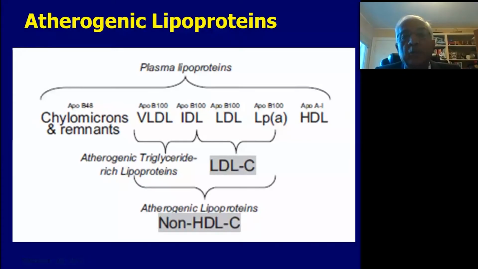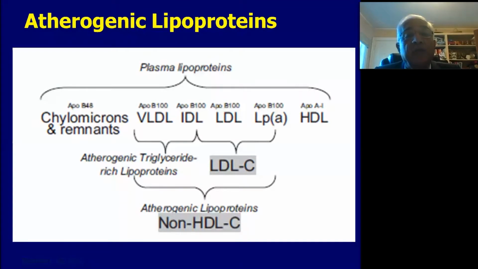Various lipoproteins circulate in the plasma, and shown here is just a nomenclature of lipoproteins that start with chylomicrons. When we ingest fat with our food, we absorb it as chylomicrons, and chylomicrons are broken down and eventually go to the liver, and they become smaller particles called remnants or chylomicron remnants.